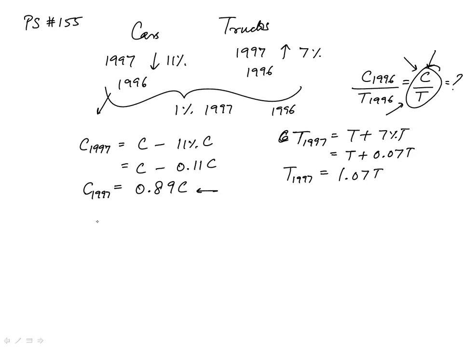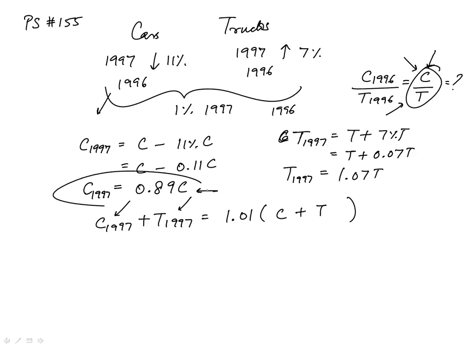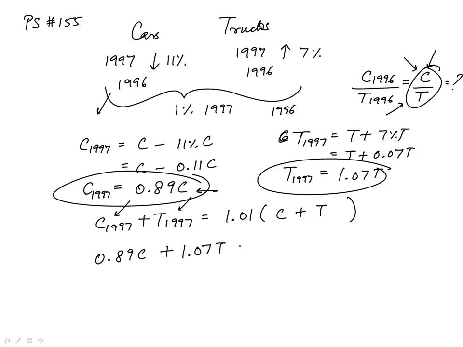Now we also know that the total revenue from cars and trucks in 1997 is 1% more. So we get a multiplier of 1.01 relative to the total revenue from the sales of cars and trucks in 1996. We can equate these two, meaning express this in terms of C and T from that relationship. So we get 0.89 C plus 1.07 T is equal to 1.01 C plus 1.01 T, distributing this 1.01.